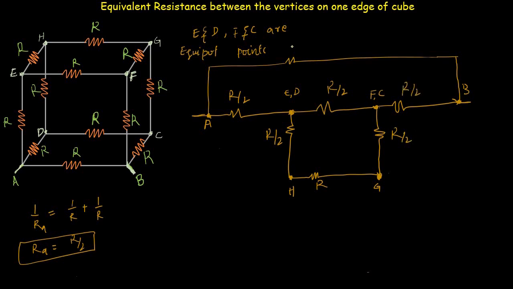So now if you analyze this network again, then you will see that these three resistors are connected in series. So the equivalent resistance of these three resistors, let's say Rb, will be equal to R divided by 2 plus R divided by 2 plus R. So the equivalent of these three resistors will be equal to 2R. So now let's replace these three resistors by its equivalent resistance of 2R.